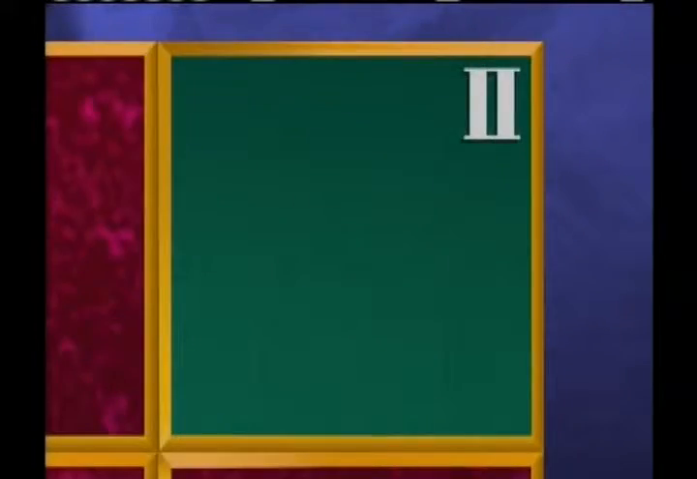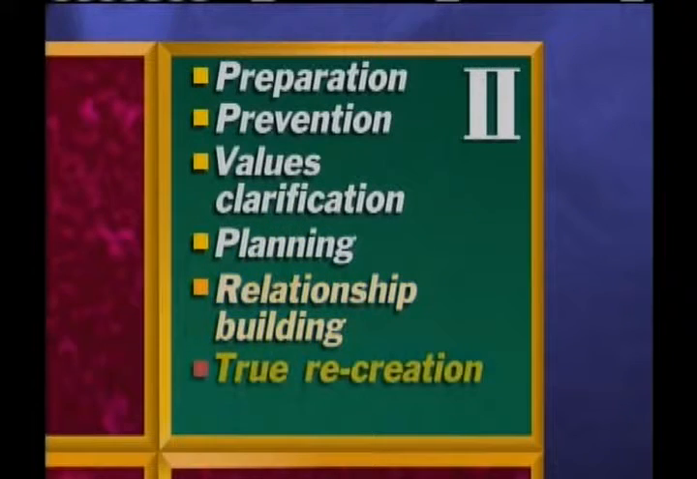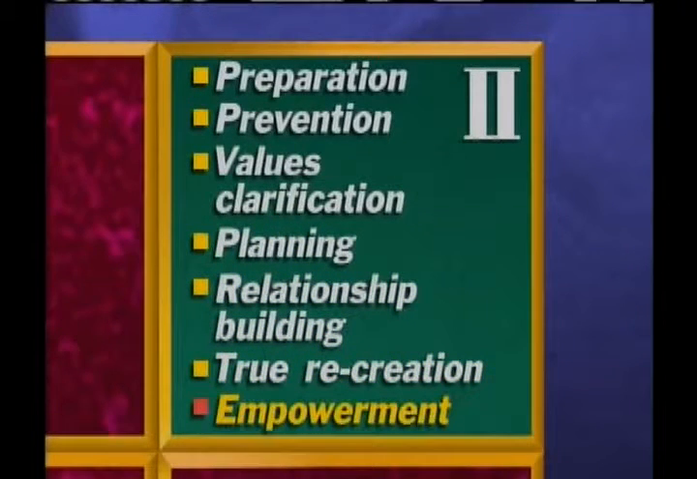There's also not an exception in this room that the things you wrote down under the last 2 questions are all Quadrant 2. Preparation, prevention, values clarification, planning, relationship building, true recreation or empowerment. Now notice, all of those have to do with relationships, either with self or preparing toward future relationships or the rebuilding of relationships. All 7 habits are in Quadrant 2.